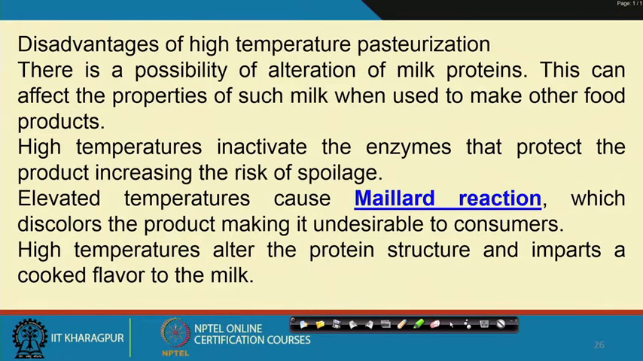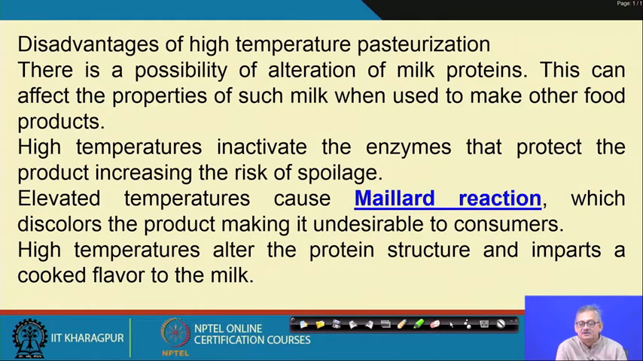Let us first, okay. So, we were in the UHT. Some disadvantages associated with high temperature are that there is a possibility of alteration of milk proteins, and this can affect the properties of such milk when used to make other food products. And in that, the major one which comes in is the Maillard reaction.